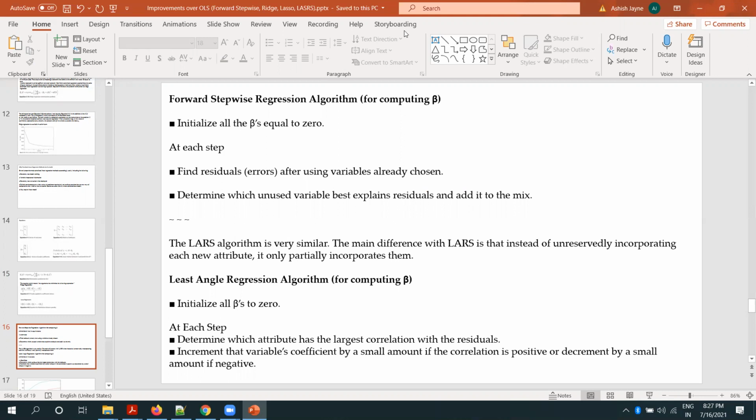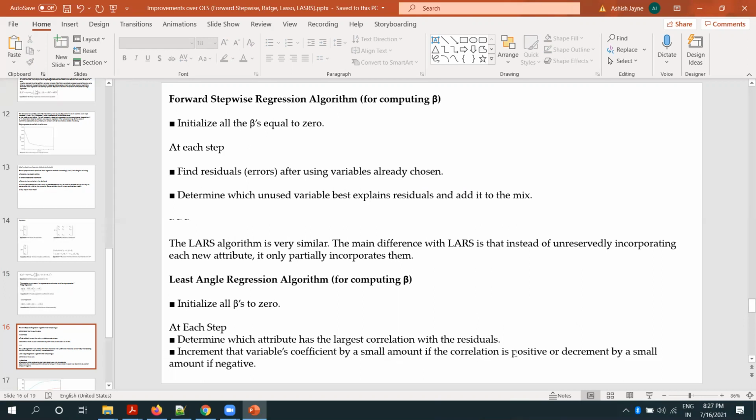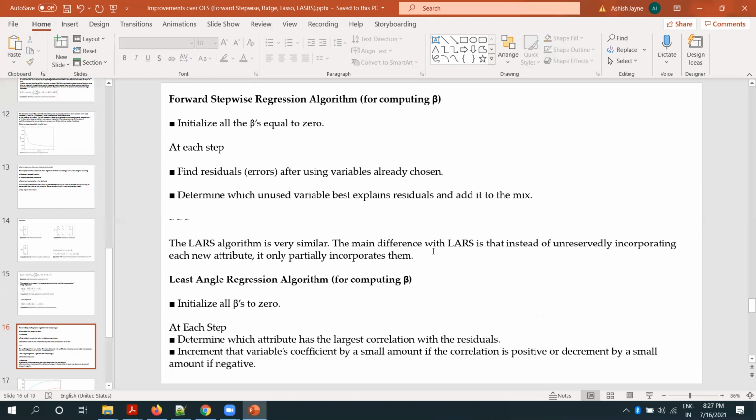So initialize all betas to 0. At each step, determine which attribute has the largest correlation with the residuals, which is also a term for errors, and increment that variable's coefficient by a small amount if the correlation is positive. So if the correlation is positive, you would increase the beta, and if the correlation is negative, you would decrease the beta. Earlier we had used forward stepwise regression for selection of attributes. Now this is the forward stepwise regression algorithm for computing beta.